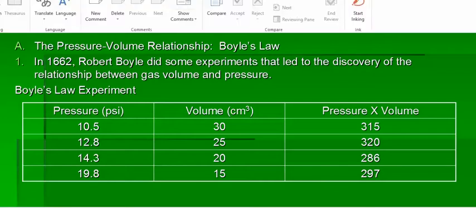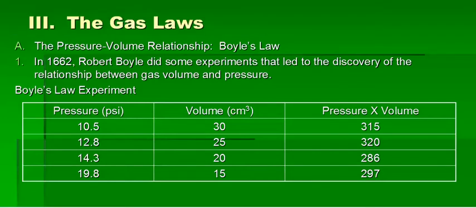And what you'll notice in this particular chart is pressure goes up. These are 4 different trials, but in each trial the pressure went up, and notice what happened to the volume. The volume went down. Exactly opposite. So as pressure goes up, volume goes down, and vice versa. It's an inverse relationship.